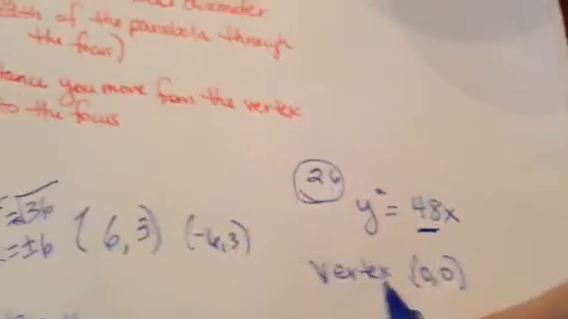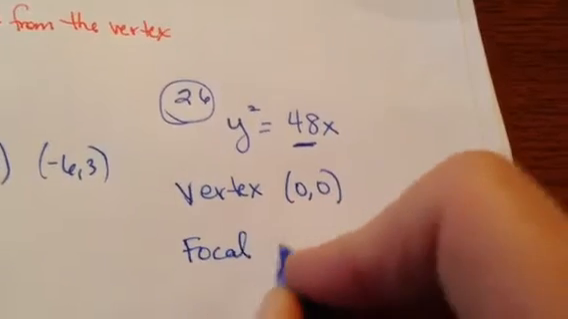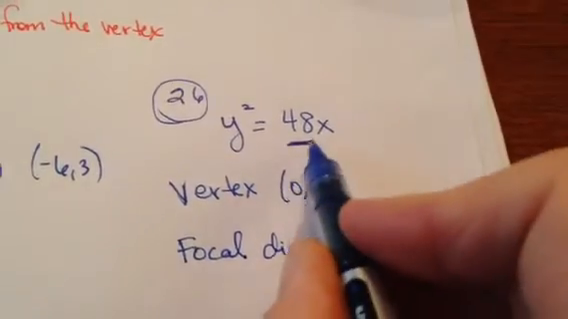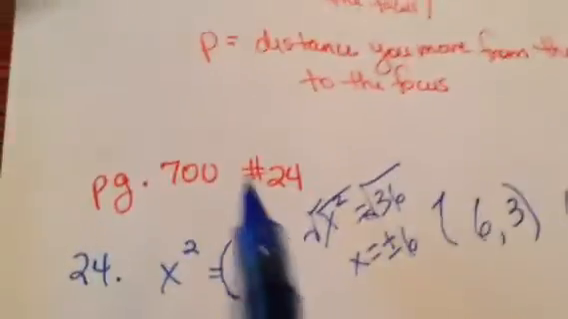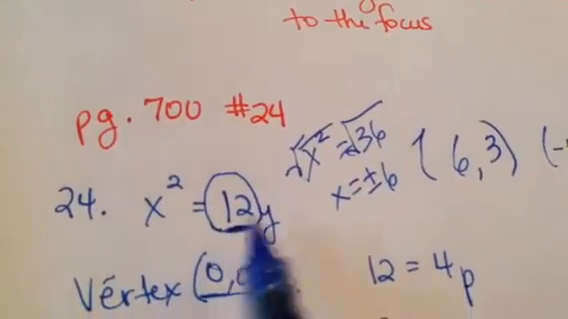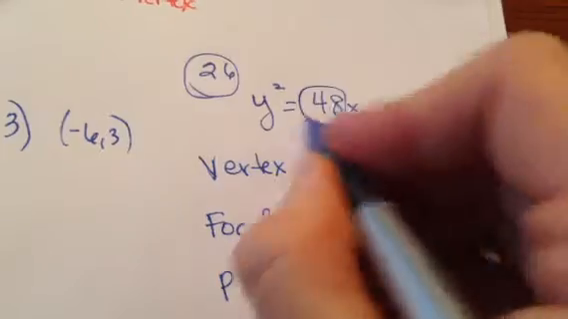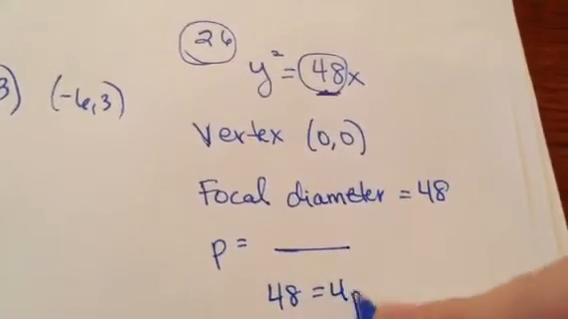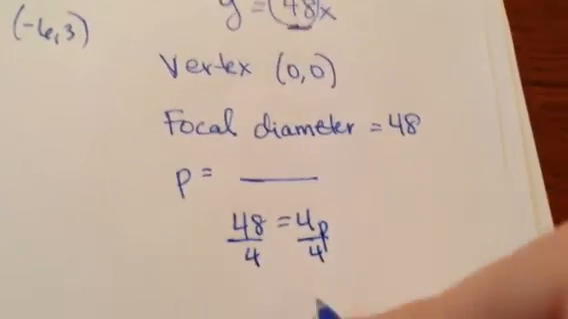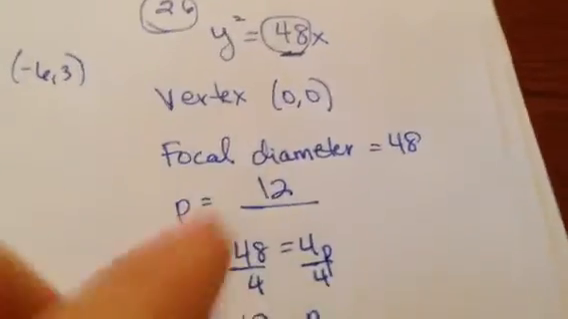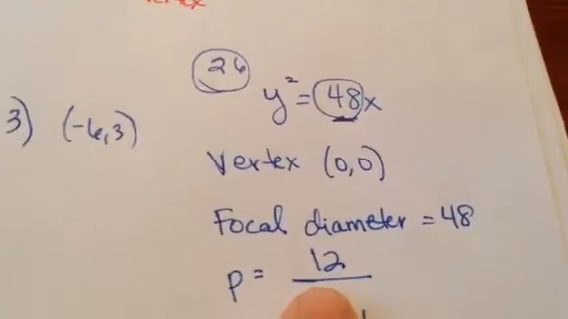I can tell here the width of my focal diameter. So my focal diameter, that's how wide my parabola is: 48. Remember, that's just the value right in front of this x. Right here, remember my focal diameter was 12. It's just the number right in front of the variable. Okay, so that's the width. Then it's always going to ask you, what's the value of p? So just take this number and set it equal to 4p. If I divide both sides by 4, notice you get p is 12. Okay, p is important because it tells me the distance to move from the vertex to get to the focus.